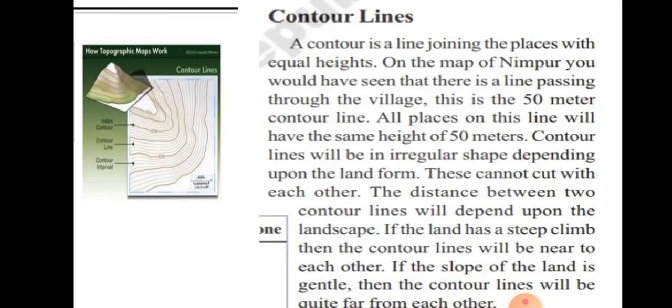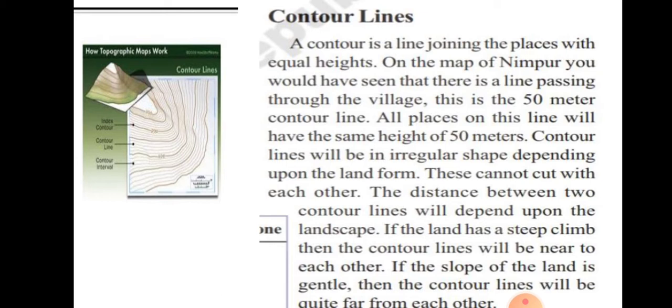Next one, contour lines. A contour line is a line joining the places with equal height. Before constructing any dam or any project, engineers draw these contour lines. Contour lines are also called iso lines. A contour is a line joining the places with equal height.